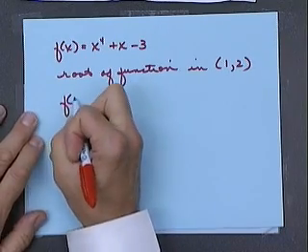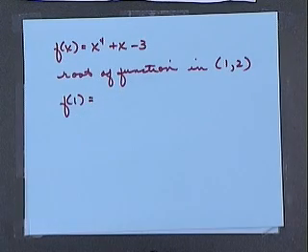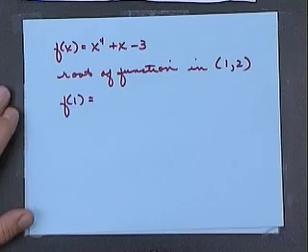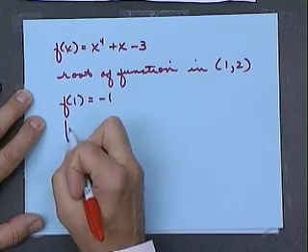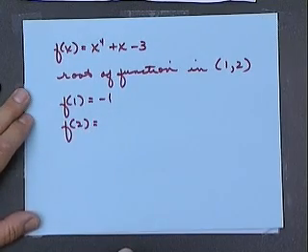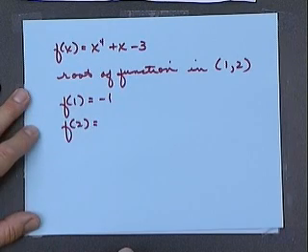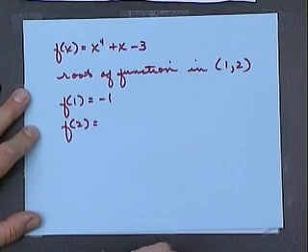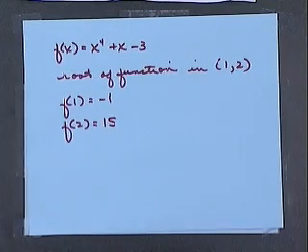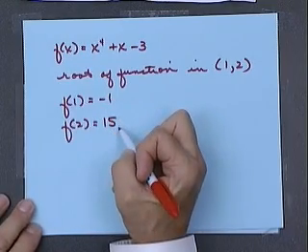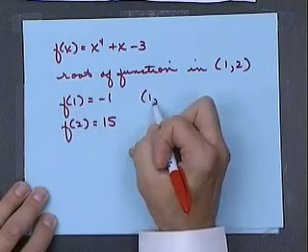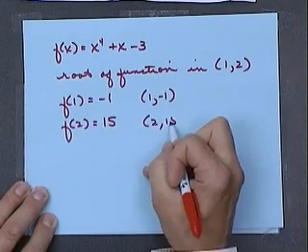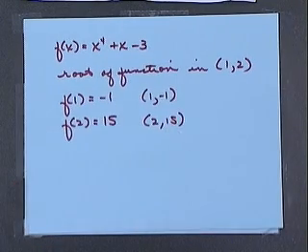Okay. Plug in 1. What's the f of 1? Negative 1. What's the f of 2? 15, right? Now, the simple fact that we got a negative here and a positive here, does that mean that this has to cross the axis as we connect the point 1, negative 1 to the point 2, 15? Yes. We better justify something, though.